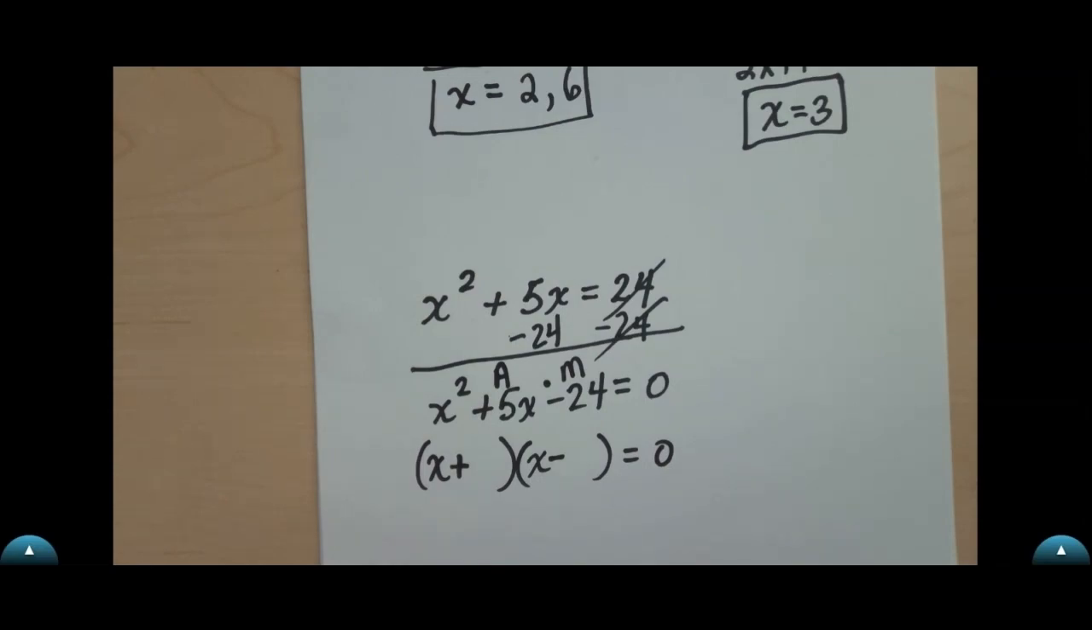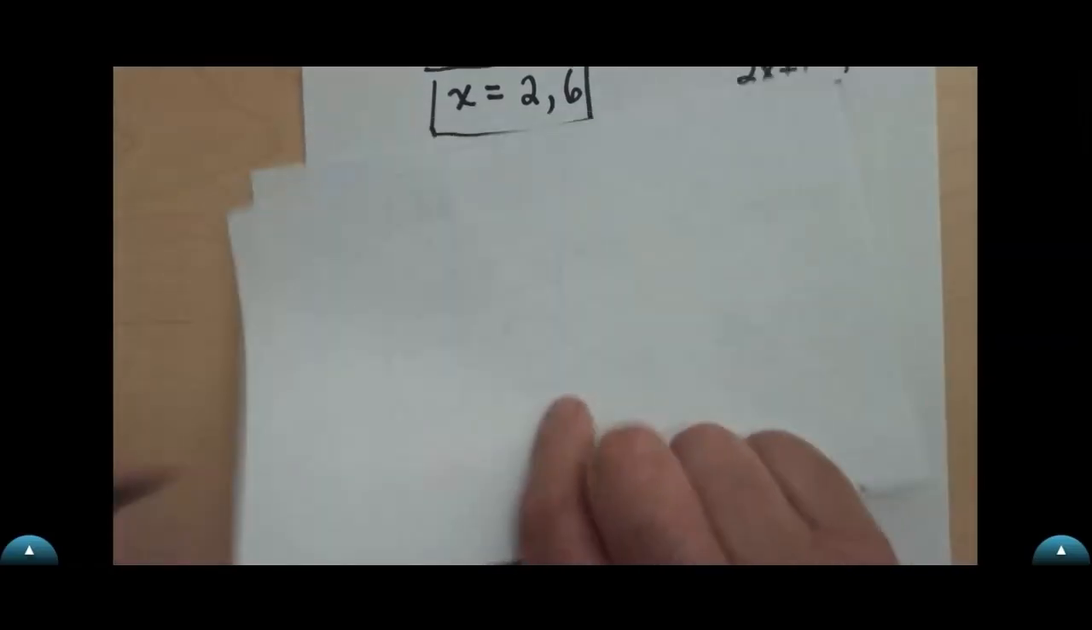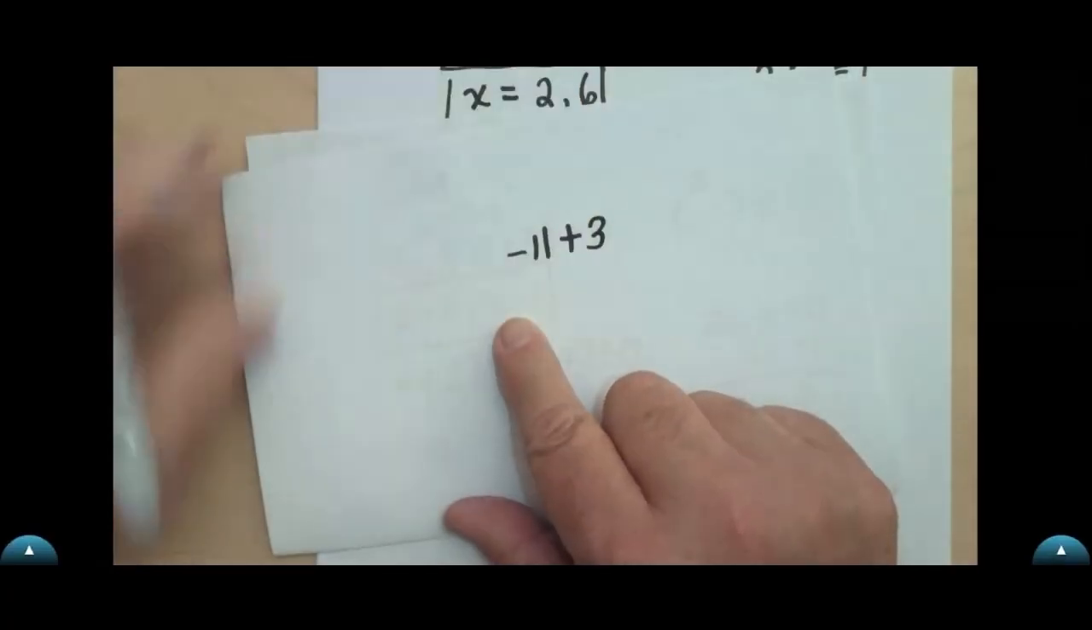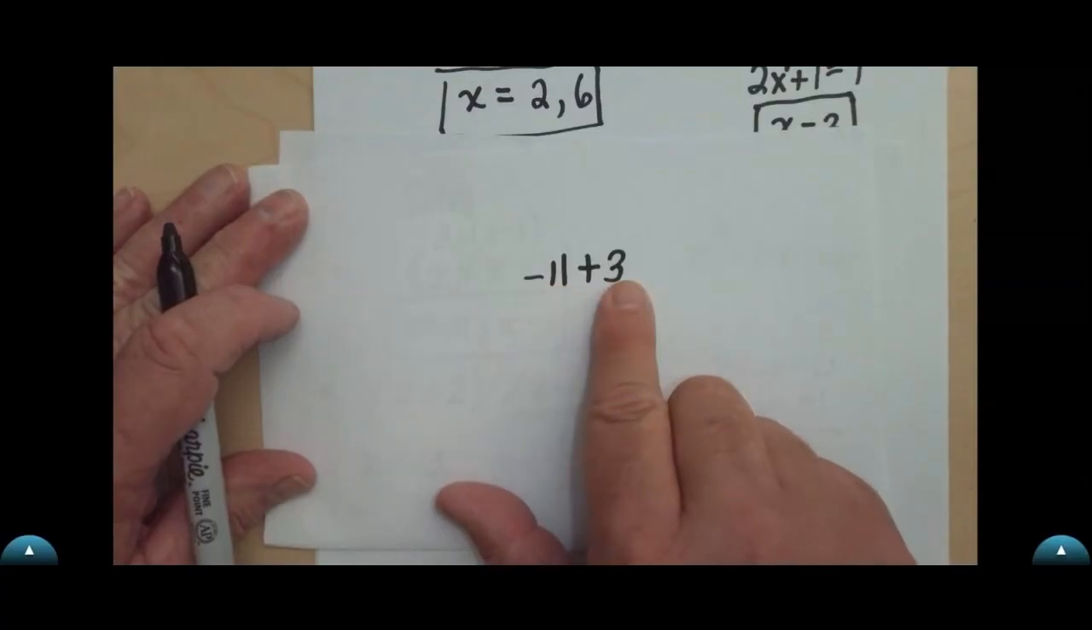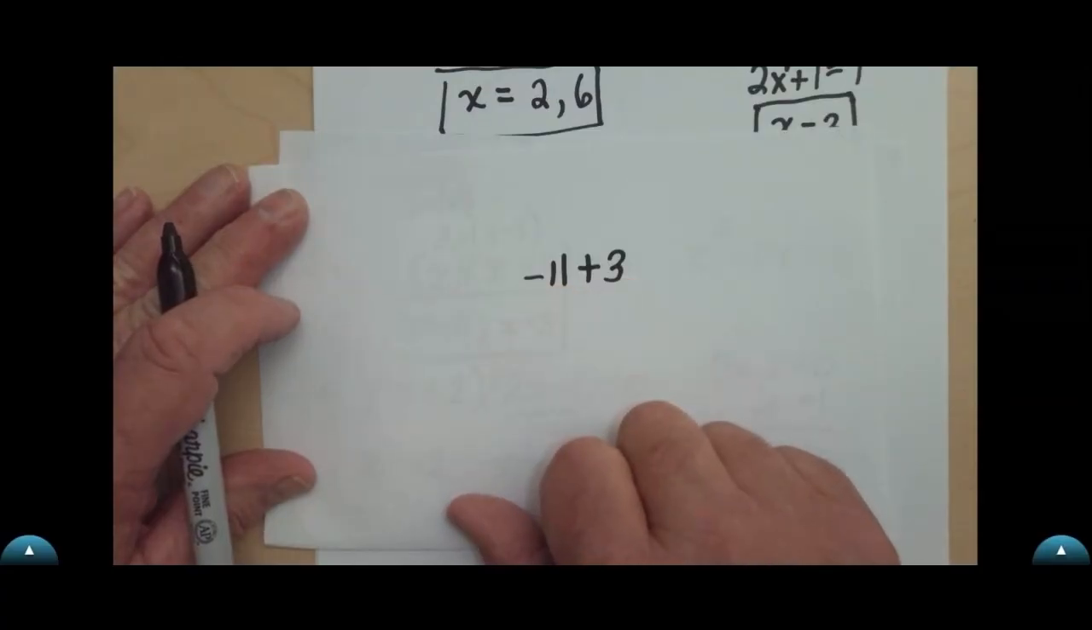Well, let's do it and see what we did. What if we had, so here I'm adding the negative number, negative 11, and the positive number, positive 3. What do I get for my answer?